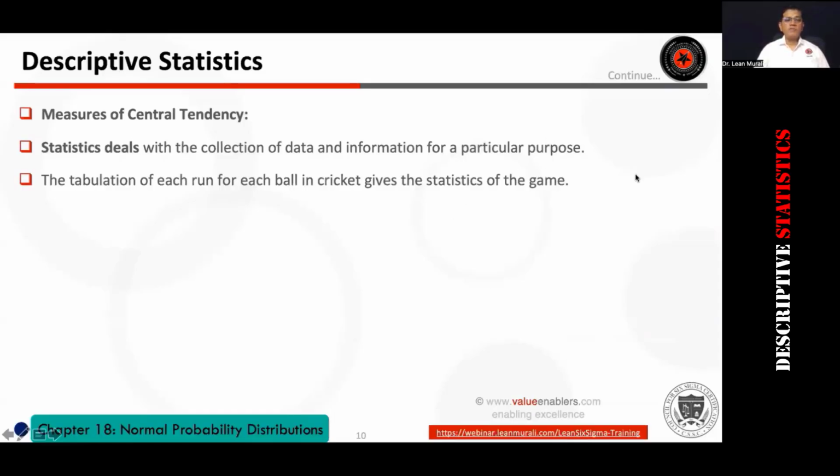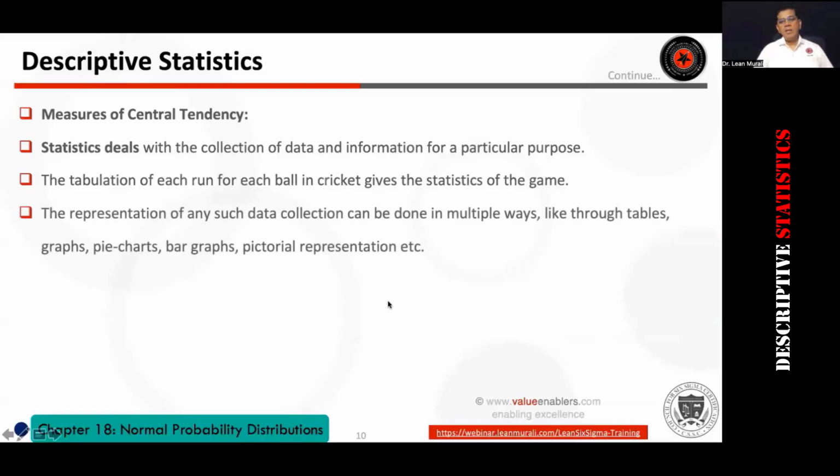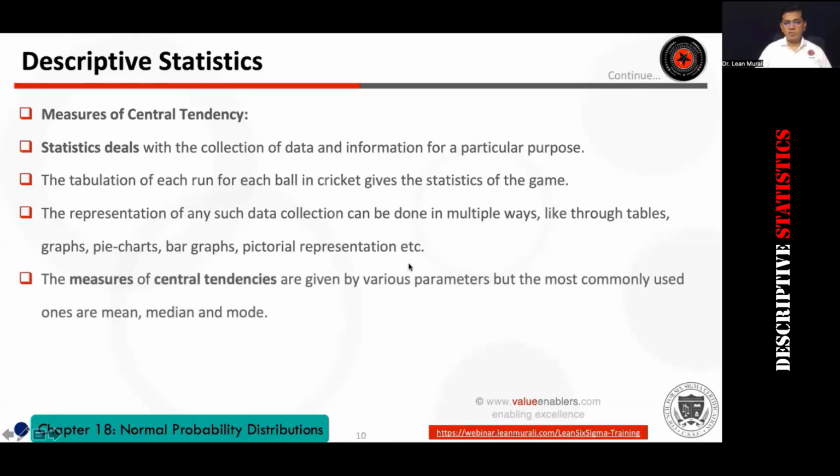Let's focus here. Measures of central tendency: statistics deals with the collection of data and information for a particular purpose. The tabulation of each run for each ball in cricket gives the statistics of the game, correct? We have it in football also, in basketball also, a lot of data is put. That's called statistics, and you represent it in multiple ways, particularly graphically. It can be pie charts, bar charts, many pictorial representations. And the measures of central tendency are given by commonly used parameters, that is mean, median, mode.